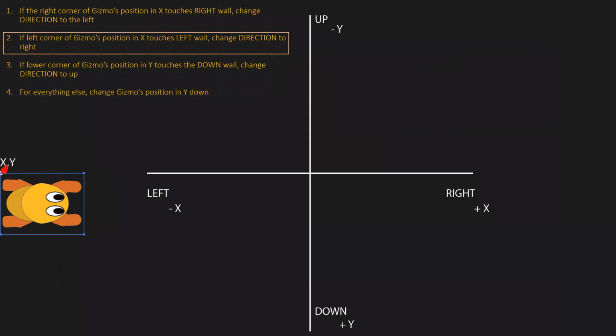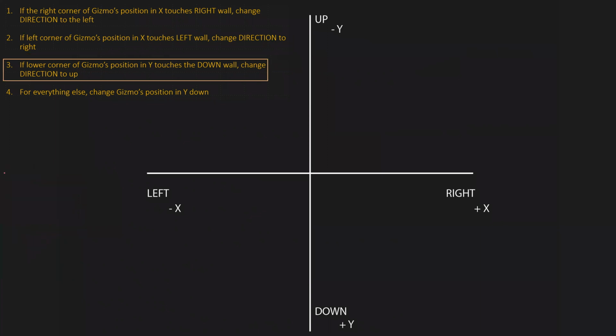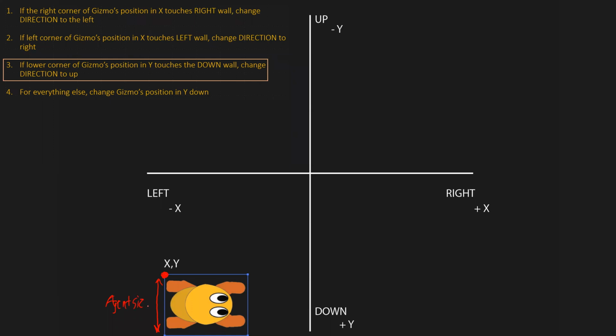Now let's look at the cases for up and down. If the lower corner of Gizmo's position in Y touches the down wall, change the direction to up. Here is the same case scenario as when we were going to the right. We have the point in X and Y here. But notice that we also need to consider Gizmo's height, which is called the agent size Y in our program.